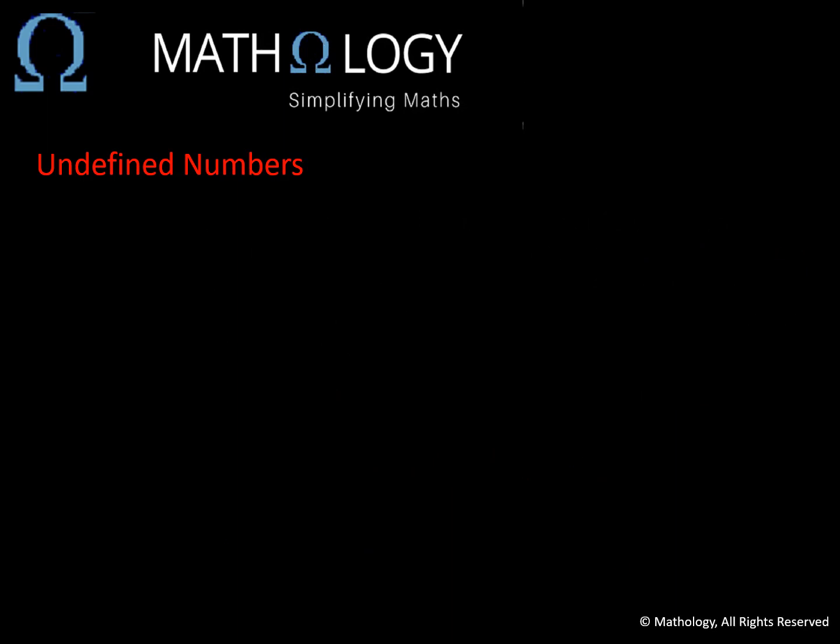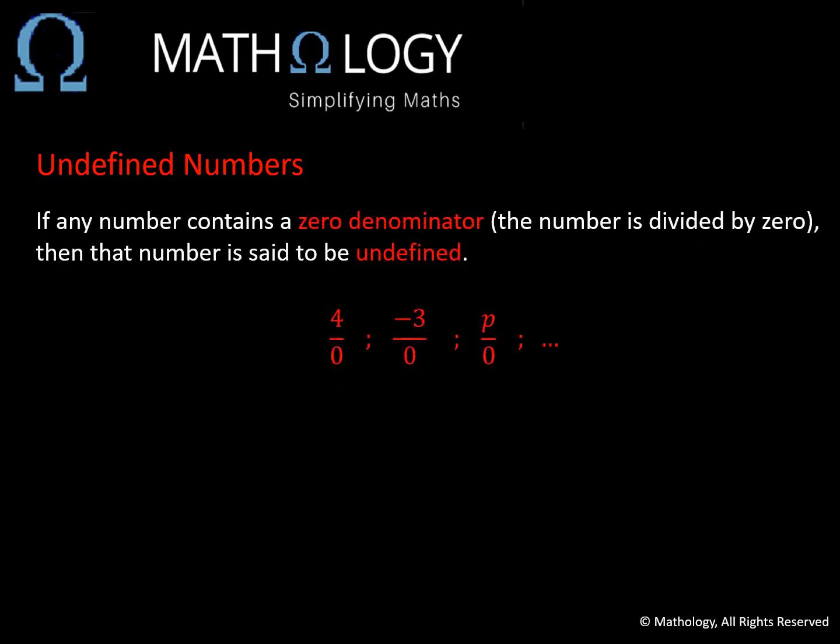An undefined number is any number with a zero denominator. Since division by zero makes no sense, if the denominator of any number is 0, then that number is undefined.